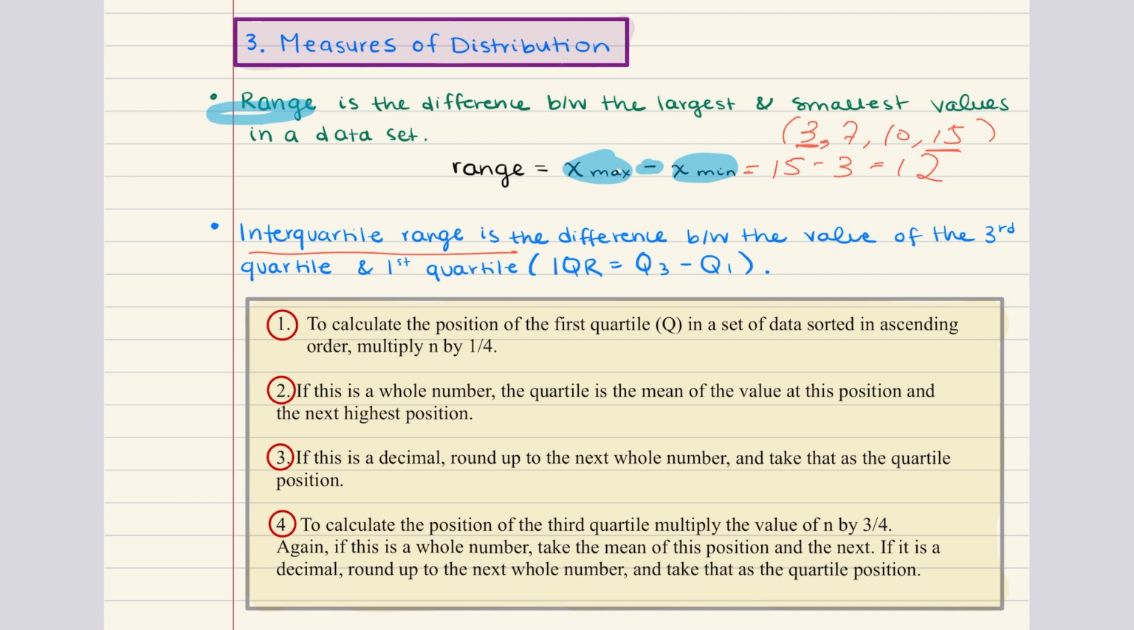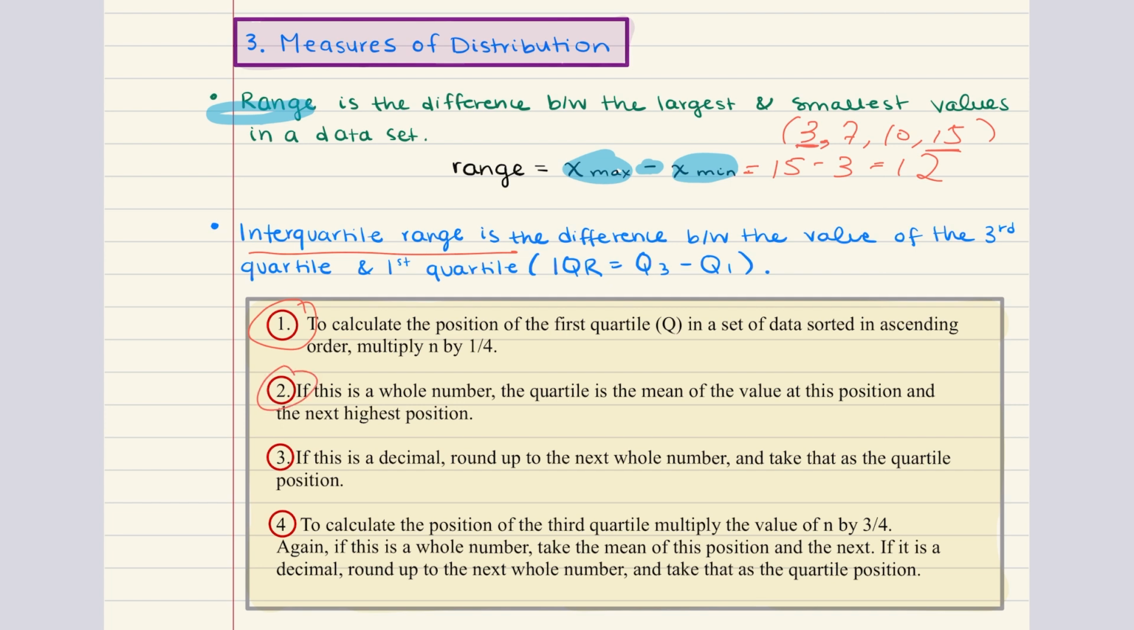Now, there's some debate over the most appropriate way to calculate quartiles, but for the purpose of the MCAT, we're just going to use the most common method. This method has 4 main steps. The first step says to calculate the position of the first quartile, Q1, in a set of data sorted in ascending order, multiply n by 1/4. N refers to the total number of data points in the data set.